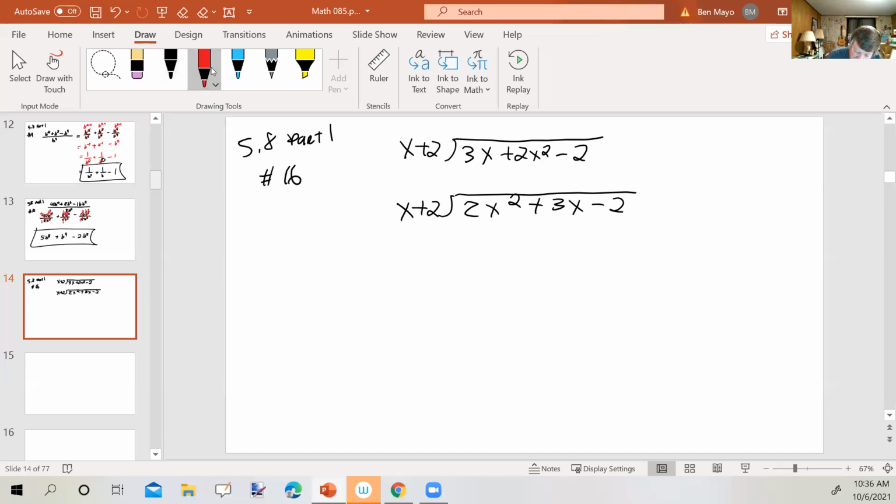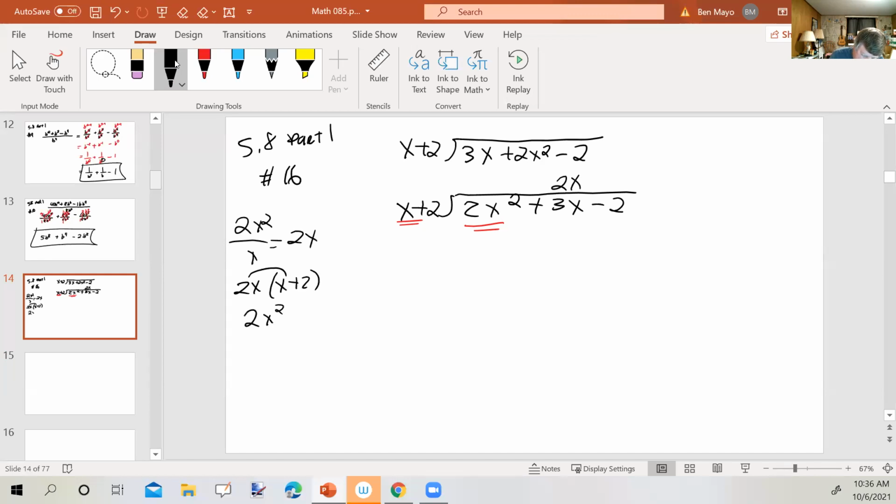We're going to divide the leading term inside by the leading term outside. 2x squared divided by x is 2x, which goes up here. 2x times the divisor x plus 2 becomes 2x squared plus 4x, which we write over here.